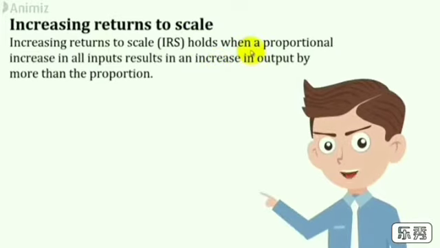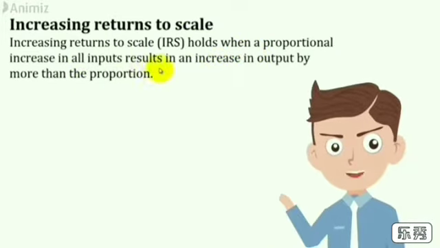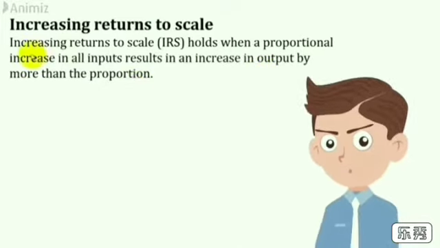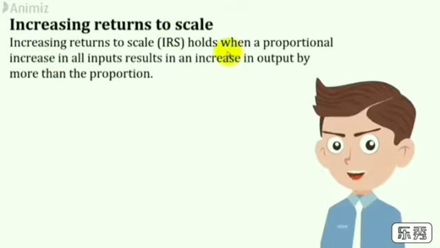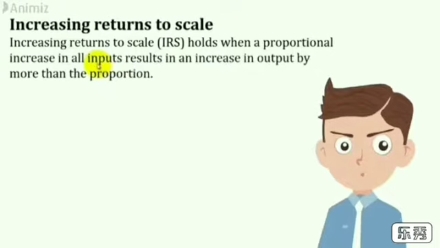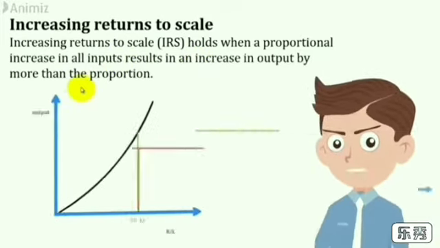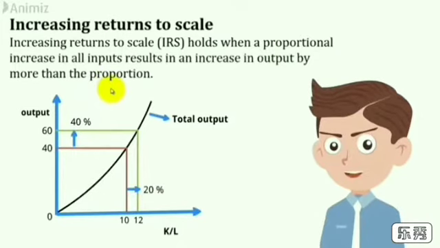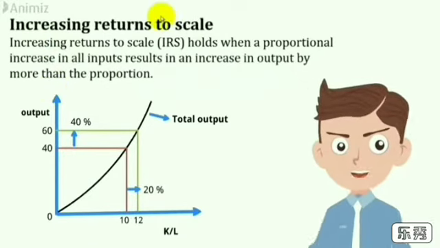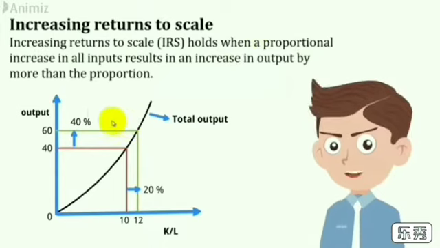Then the next stage shows increasing returns to scale. Increasing returns to scale holds when a proportional increase in all inputs results in an increase in output by more than the proportion. So it is the second stage of the production level in the long run production function. Here the graphical representation shows output increasing from the 40 level to the 60 level, while the input increases from the 10 level to the 12 level.